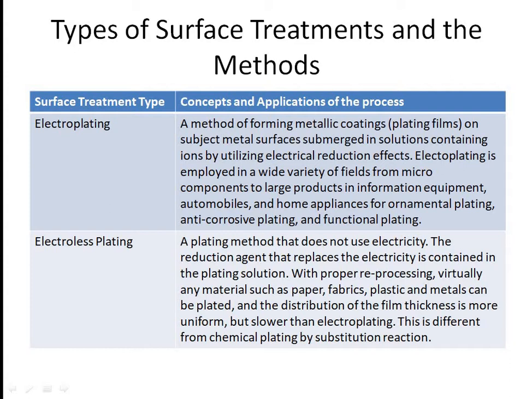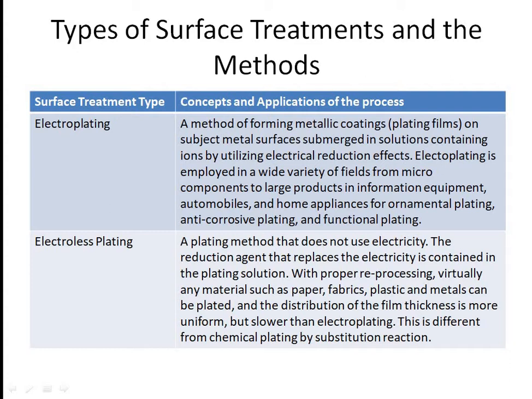With proper pre-processing, virtually any material such as paper, fabrics, plastics and metals can be plated, and the distribution of the film thickness is more uniform but slower than electroplating. This is the difference between electroplating and electroless plating. In electroless plating the distribution of film thickness is more uniform, but the process is slower than electroplating.